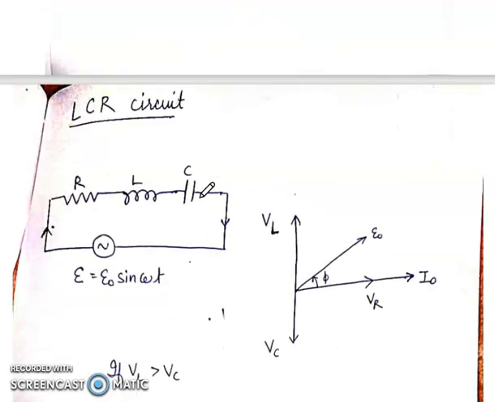Next is LCR circuit. When resistance, inductor and capacitor are connected in series to alternating source, then it is known as a LCR circuit. In phasor diagram, if this is the current, then VR will be in phase with it. VL will be ahead of current by 90 degree and VC will be behind the current by 90 degree.